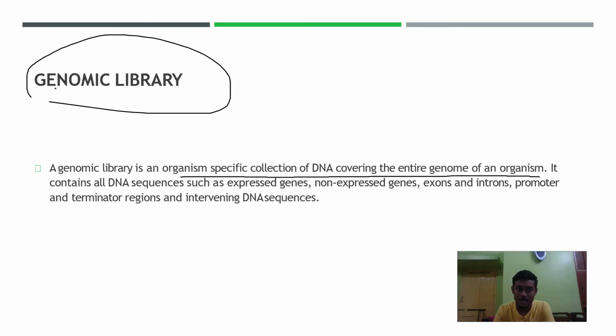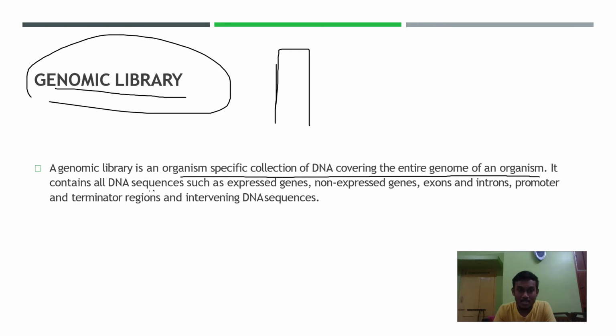So this particular genomic library consists of all the genomes of a particular organism. A particular organism can have different genomes depending on different species, but this library consists of all the types of genomes of a particular organism. So it is very much organism specific and contains everything an organism consists of.